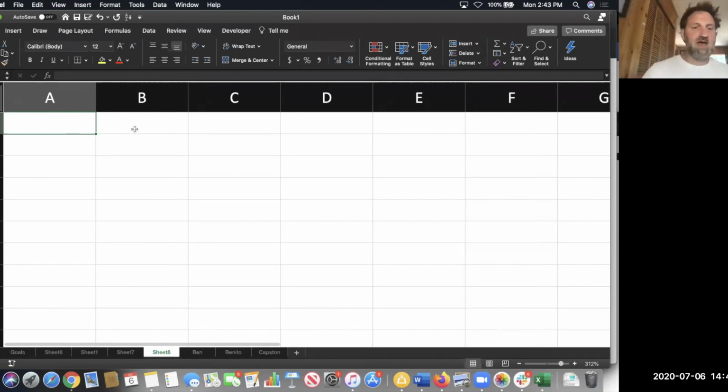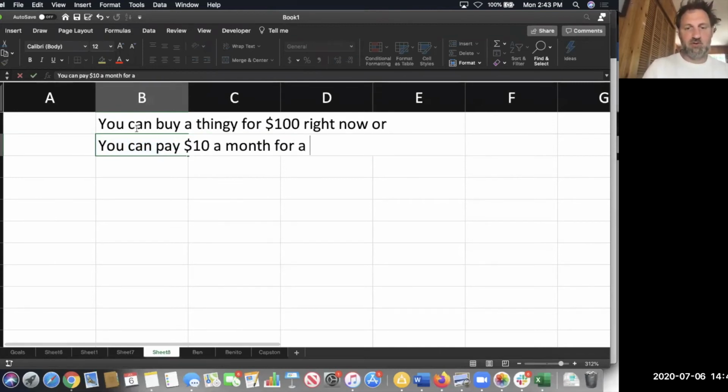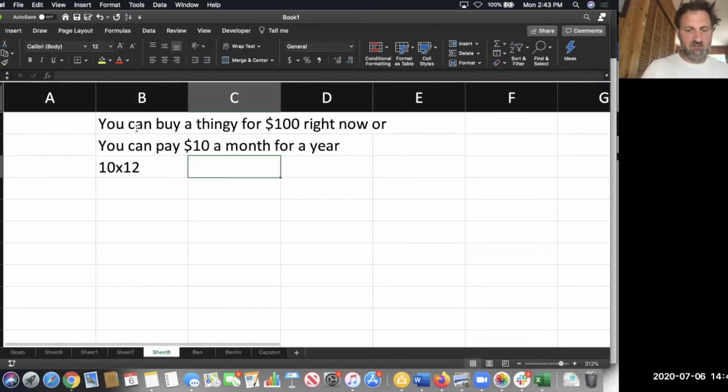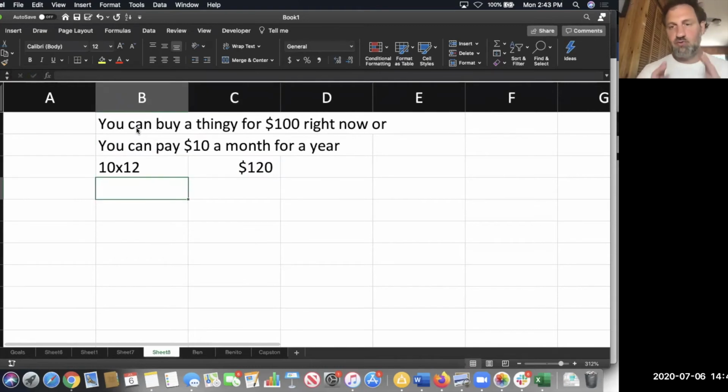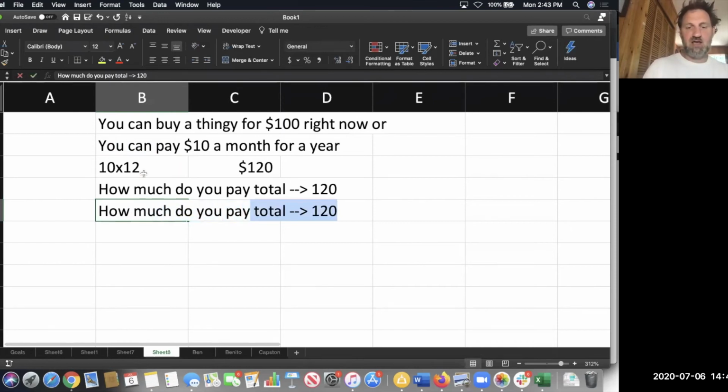And that means you can buy a thingy for $100 right now, or you can pay $10 a month for a year. And that means 10 times 12, which is $120. So the answer to the first question, how much do you pay total? That's the 120. And how much do you pay in interest is what?